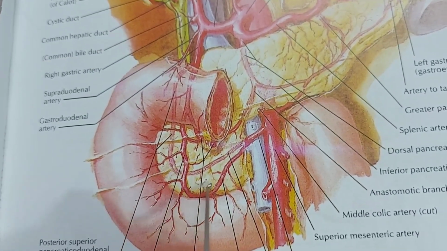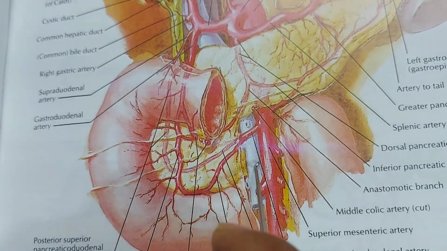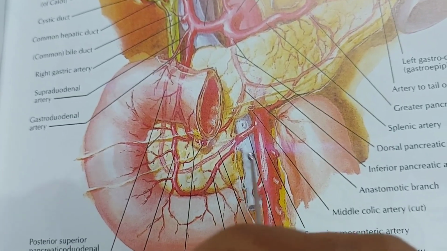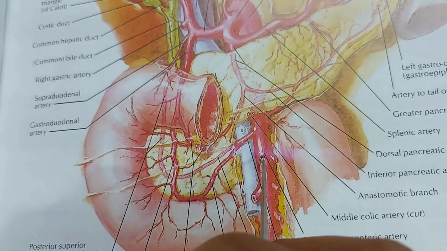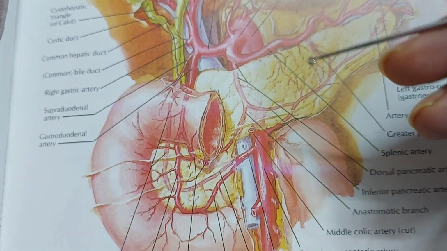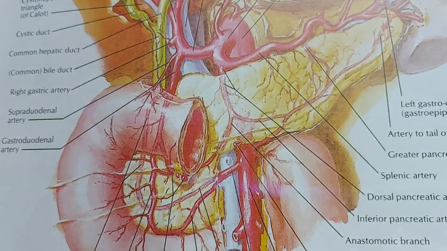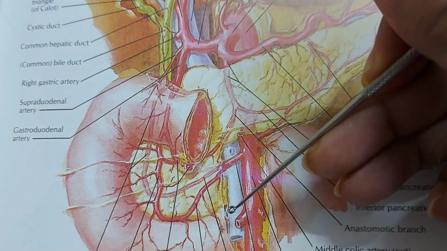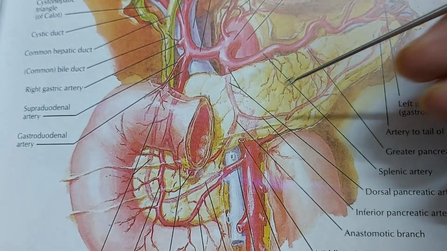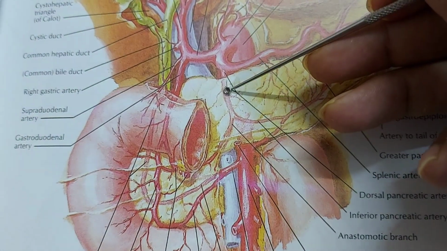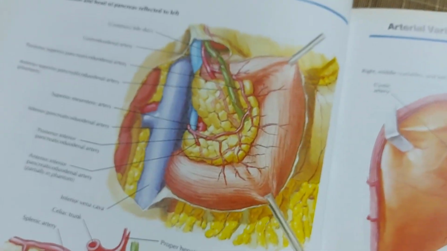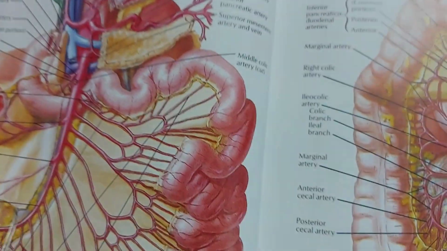And this head has the uncinate process that passes behind these superior mesenteric vessels. This is the superior mesenteric vein, and this is the superior mesenteric artery. This superior mesenteric artery originates from the abdominal aorta 1 centimeter below the celiac trunk, and the superior mesenteric vein unites with the splenic vein to form the portal vein. Here we see the formation of the portal vein.